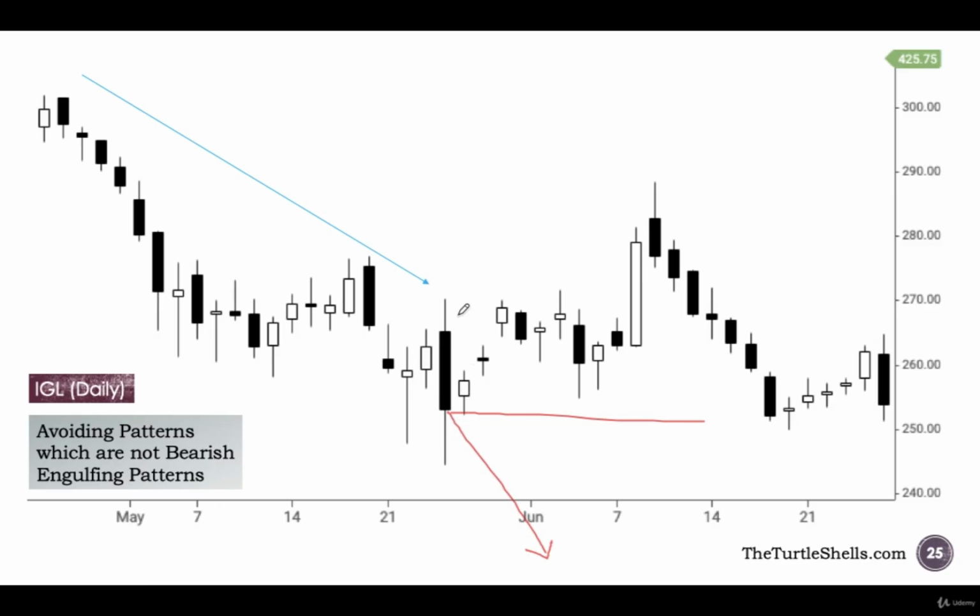So let me repeat that: a bearish engulfing pattern must come after an uptrend. Here, the bearish engulfing pattern should come. Second, the black real body must completely engulf the prior white real body. So those two conditions are extremely important. If those two conditions are not satisfied, it is not a bearish engulfing pattern, and do not make the mistake of taking a short position in such scenarios. Okay?